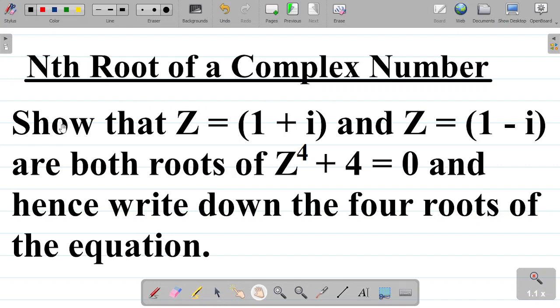Now the question here says, show that z equal to 1 plus i and z equal to 1 minus i are both roots of z to the power 4 plus 4 equal to 0, and hence write down the four roots of the equation. Alright, so how do we solve this?